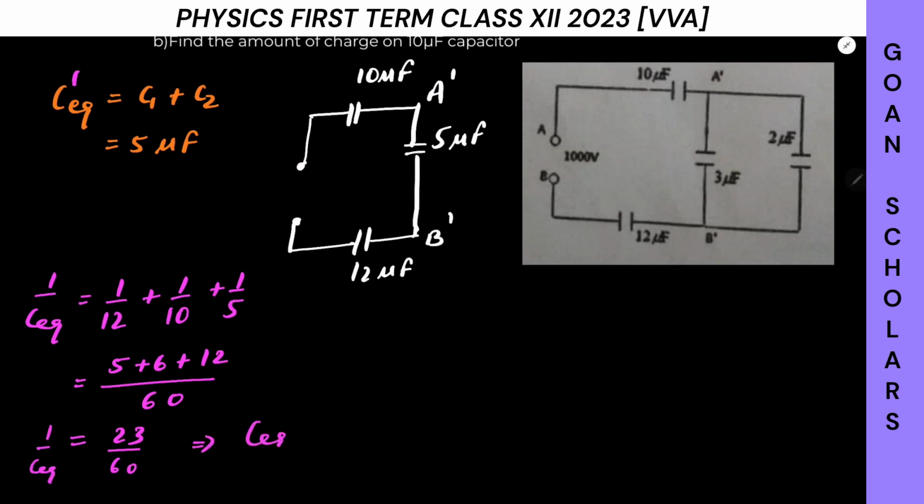And this implies the whole equivalent of this whole is 60 by 23. This is our equivalent capacitance of this whole circuit, right? 60 upon 23. Let me just go through it once again.